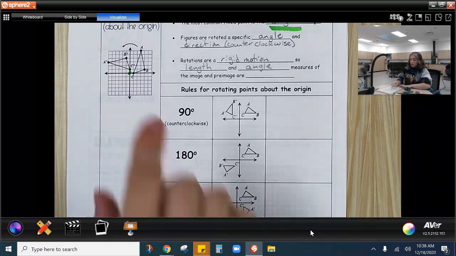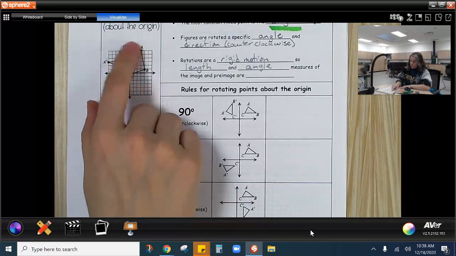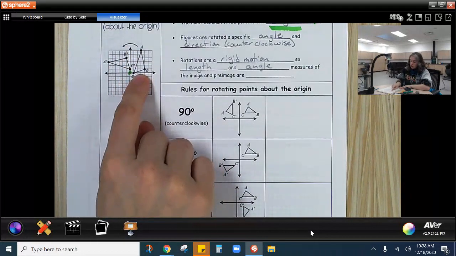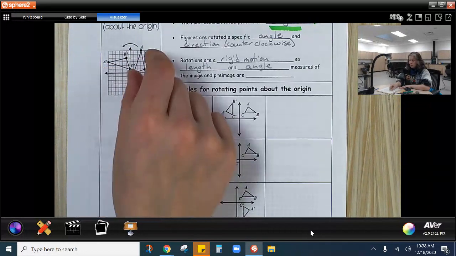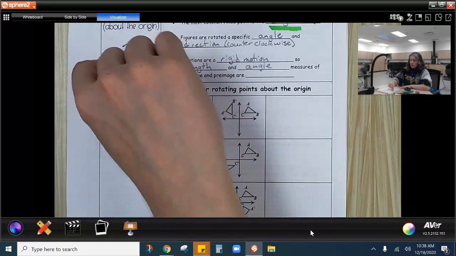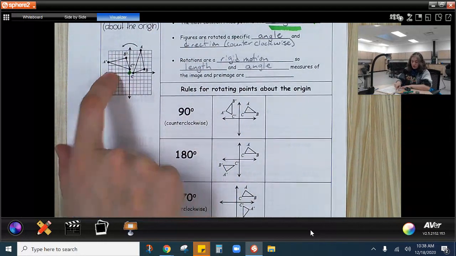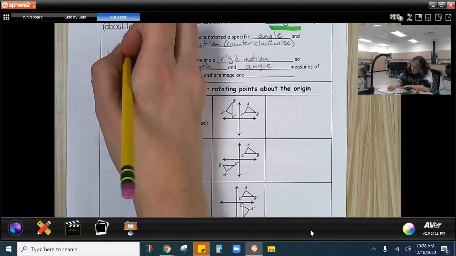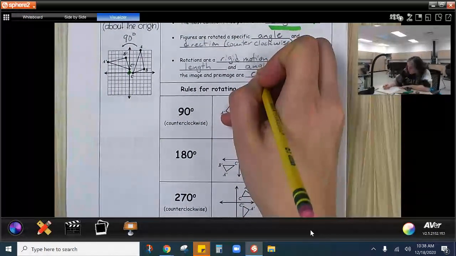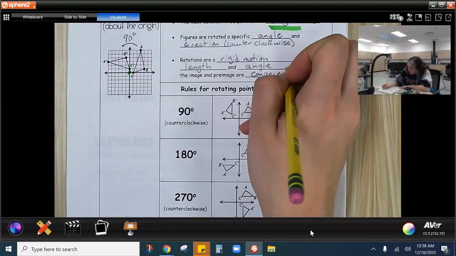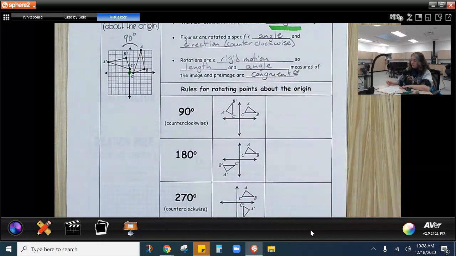Dyslexia kicking in there. So you can see here, we're rotating this. Here's our pre-image, triangle ABC, and then our image is A prime, B prime, C prime. So we rotated it, and this one rotated 90 degrees. All right, that was a 90-degree rotation. Rotations are a rigid motion. Okay, so the length, angle, and measures of the pre-image and image are congruent. All right, they are congruent.